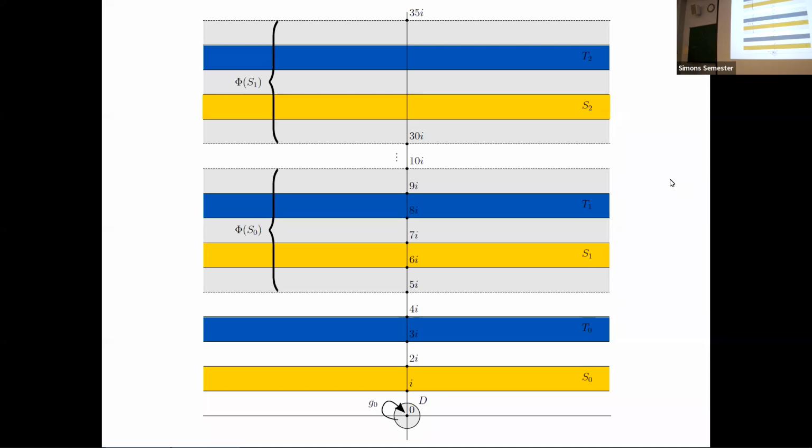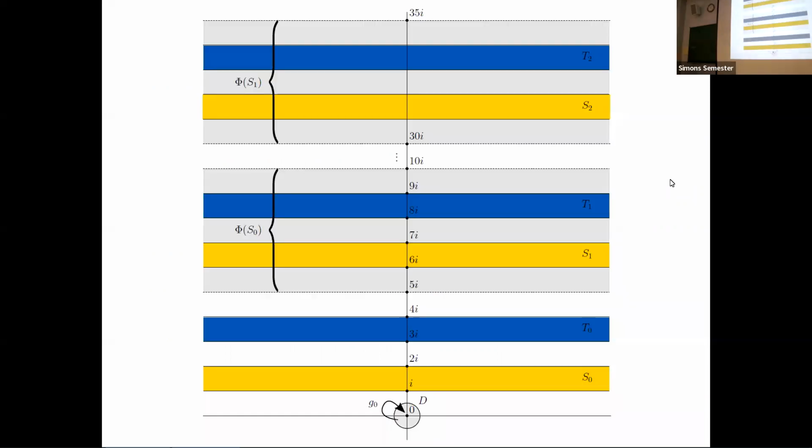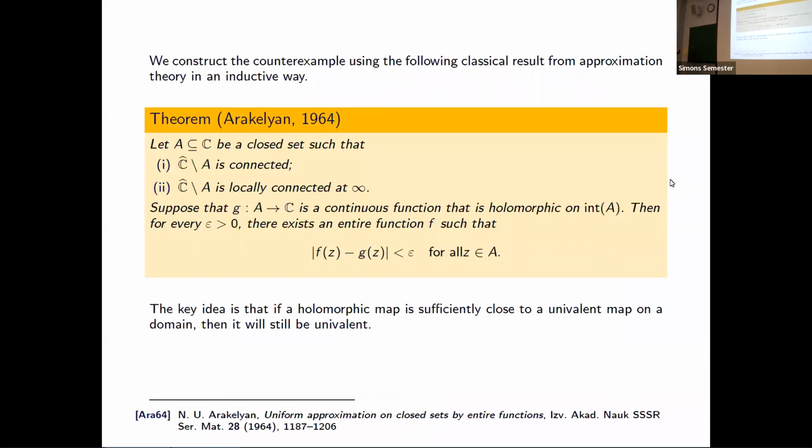Okay. What else do we need? So these are these strips S_k and T_k. We also have a disk. In this case, we put the disk here. The role of this disk is the same role as the disk before. We want the disk to map inside itself, so that whatever we throw into the disk is contained in a basin of a function. Every function, again, we will construct as a sequence of entire functions. In this case, instead of Runge, we will use Arakelian's theorem, because we need to approximate on unbounded closed sets rather than compact sets.